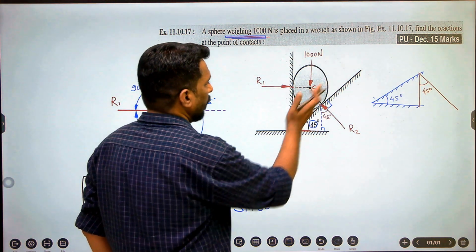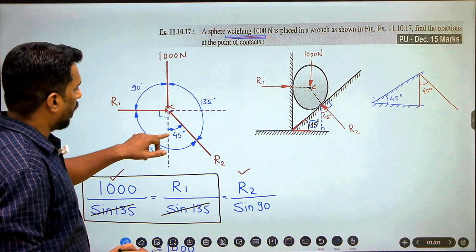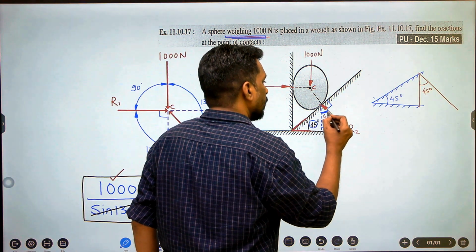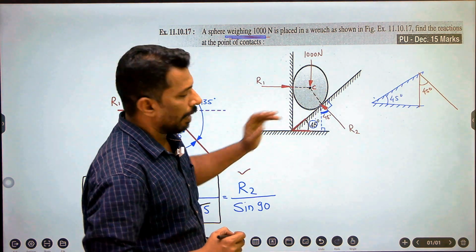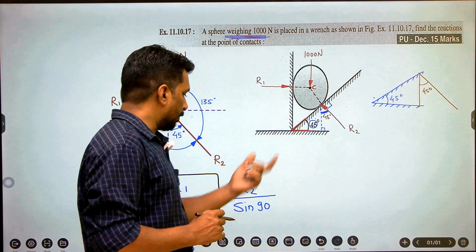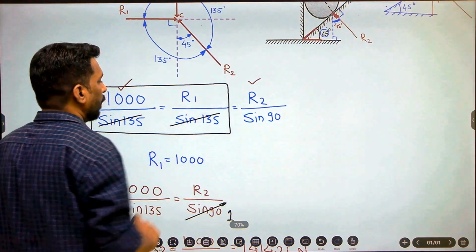Reactions are always perpendicular to the contact surface. Then we draw the FBD, and this 45 degrees we discussed in this part. Perpendiculars have the same angle. Perpendiculars are always having the same angle. So just revise this concept, and then we apply Lami's theorem that we have already done in the last 5 questions.